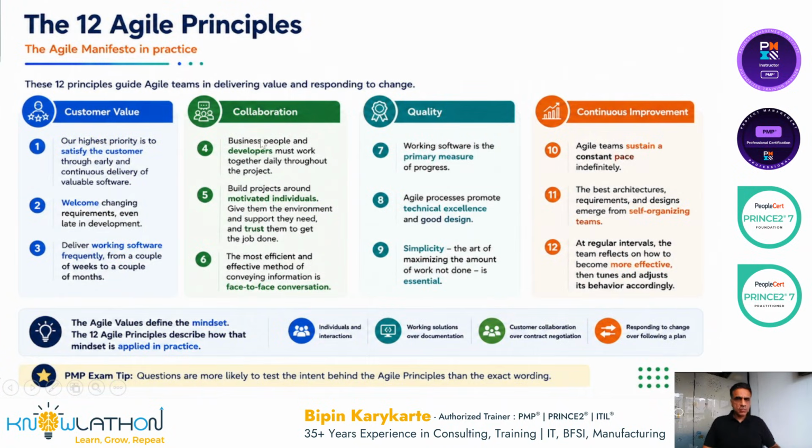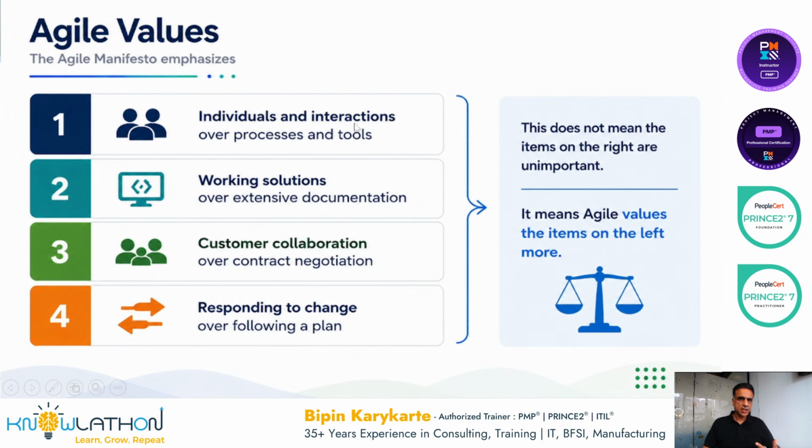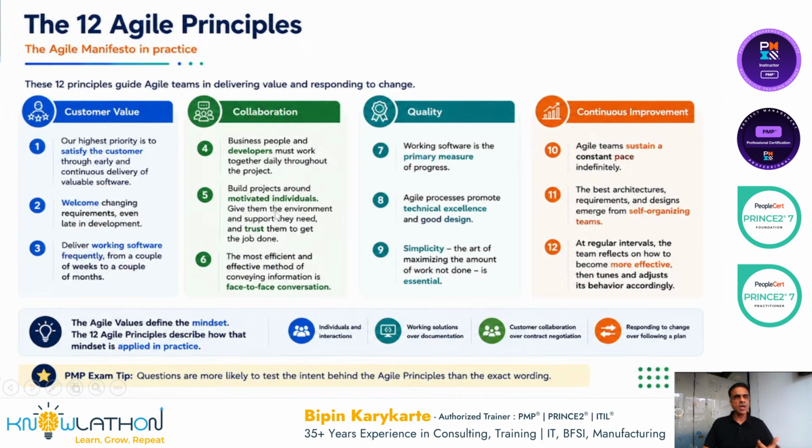Okay. Collaboration, the second most important concept in Agile, is business people and developers must work together daily throughout the project. So the involvement of the business or the customer or the end users is almost daily, almost continuous, and very thorough and deep. Build projects around motivated individuals. So here, if you see the individuals and interactions over processes and tools, the people consciousness of Agile is really very high, right? So build projects around motivated individuals, give them the environment and support they need, and trust them to get the job done.